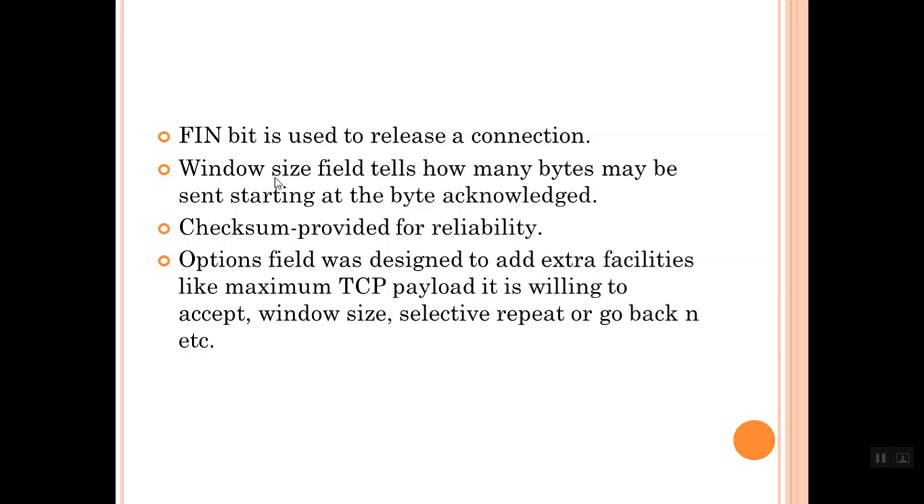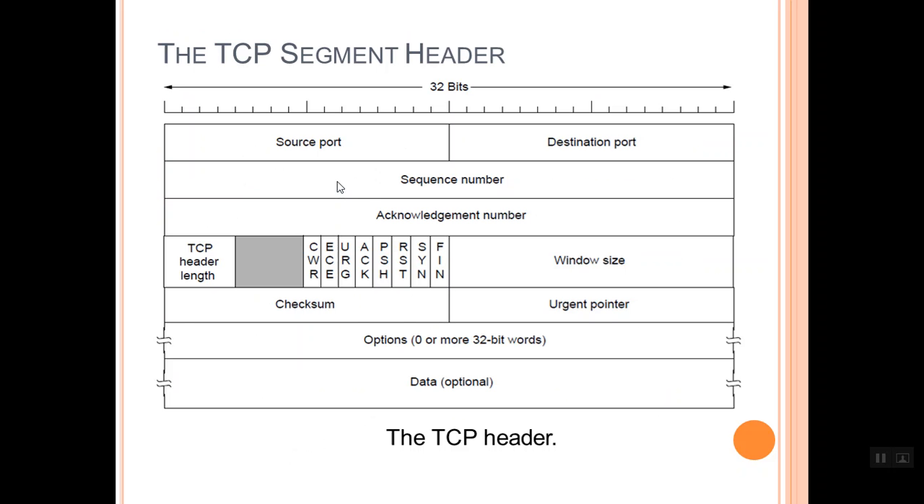Then the next field is window size. So we have window size and options. These are the remaining fields: window size and options.